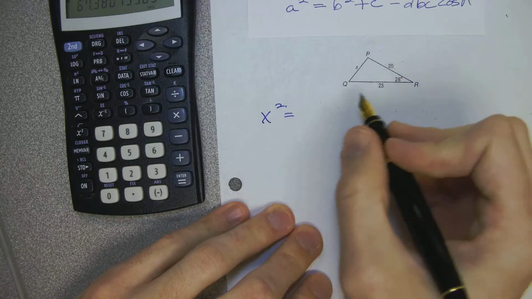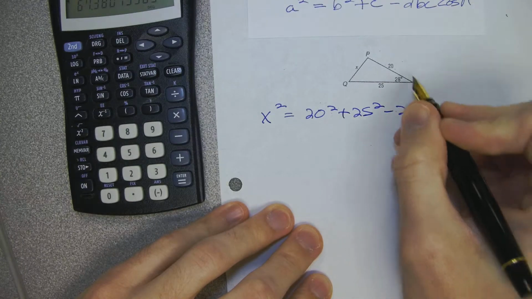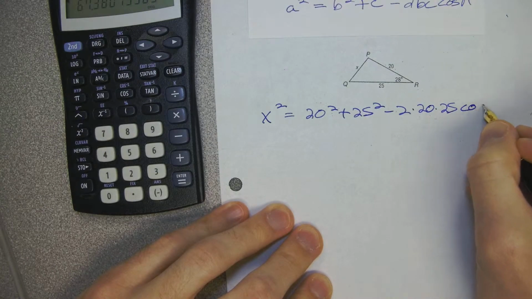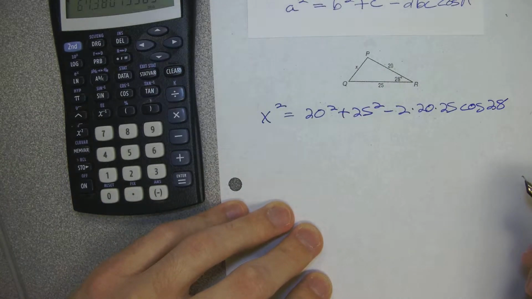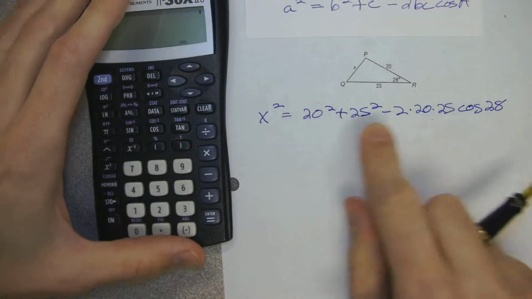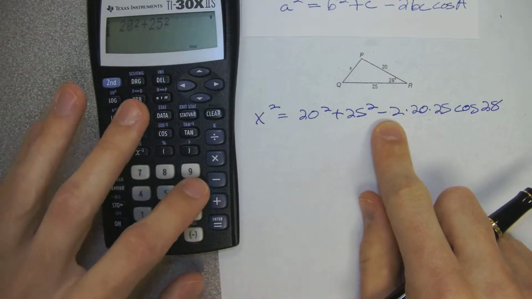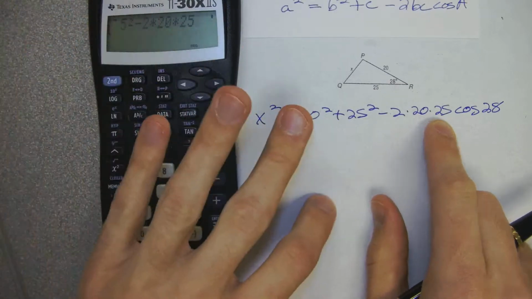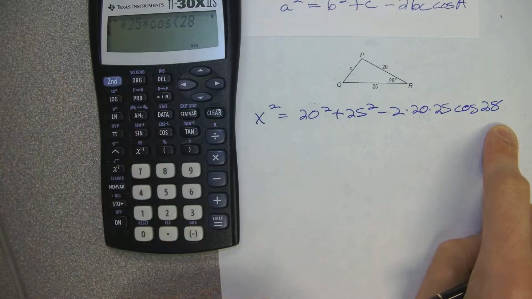So x squared equals our two sides. So 20 squared plus 25 squared minus 2 times our two sides, so times 20 times 25, cosine of the angle that's across from the side we don't know, and that's 28. Wonderful. So here we go. Let's start off. Calculator we can use on all of this here. So 20 squared plus 25 squared, good, that all matches, minus 2 times 20 times 25, good, that matches, times our cosine of 28, make sure I type that in right.